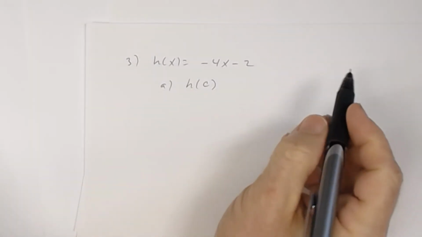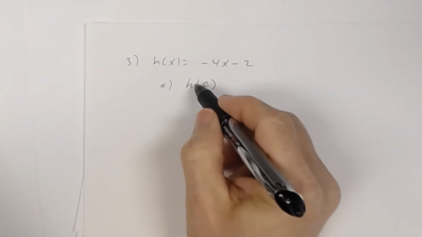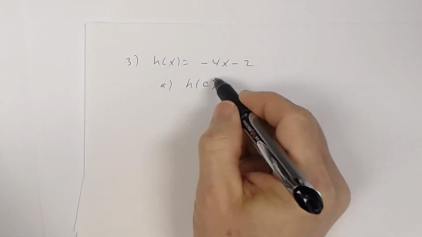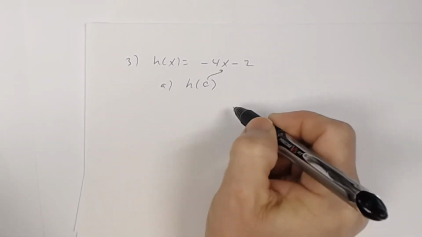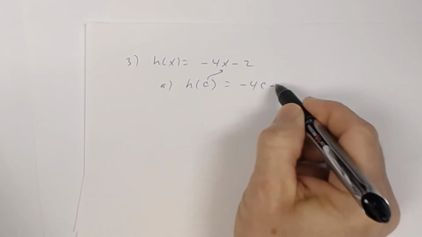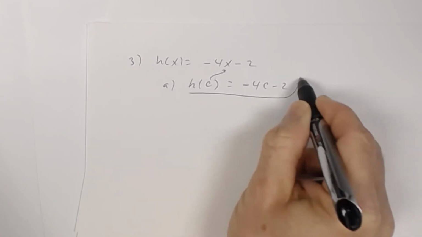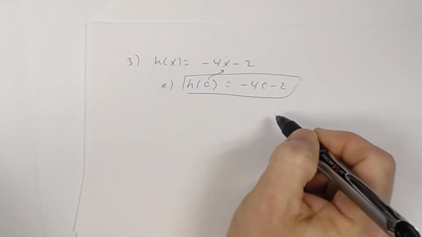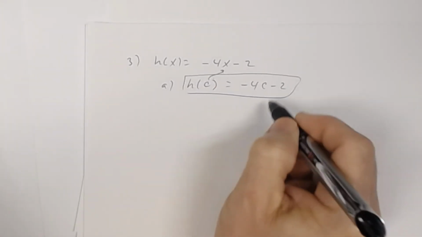H of c. So remember what that means. That means I go to my function h, and wherever I see the variable x, I'm going to substitute c. So this becomes negative 4 times c minus 2, and that's it. You can't do anything else. That's your answer. You can't combine these. You can't simplify this. You're done.